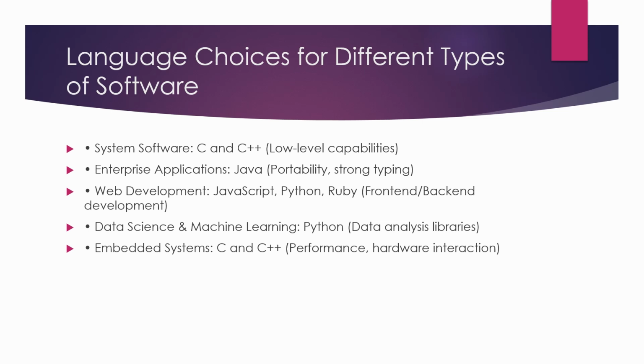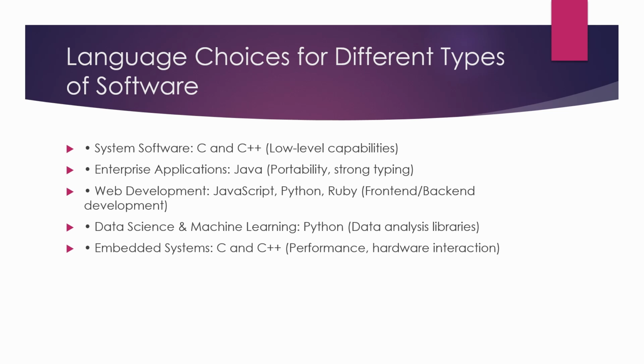Different types of software have different needs, and language choice is critical. For system software like operating systems and device drivers, languages like C and C++ are preferred due to their low level capabilities and control over hardware. For enterprise applications that require scalability and robustness, Java is a popular choice due to its portability and strong typing.